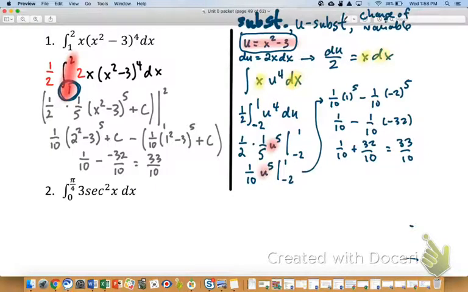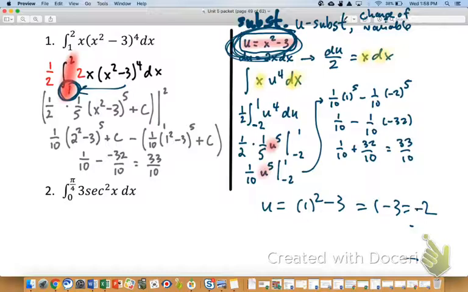I just don't get where the negative 2 comes in. You're not sure where it came from? Yeah. Okay, so the only thing that I have that relates u's and x's, I'm going to circle it a bunch, is right there. So if the old x was 1, then u would equal 1 squared minus 3. 1 minus 3 is negative 2. Is that it? Okay, gotcha.